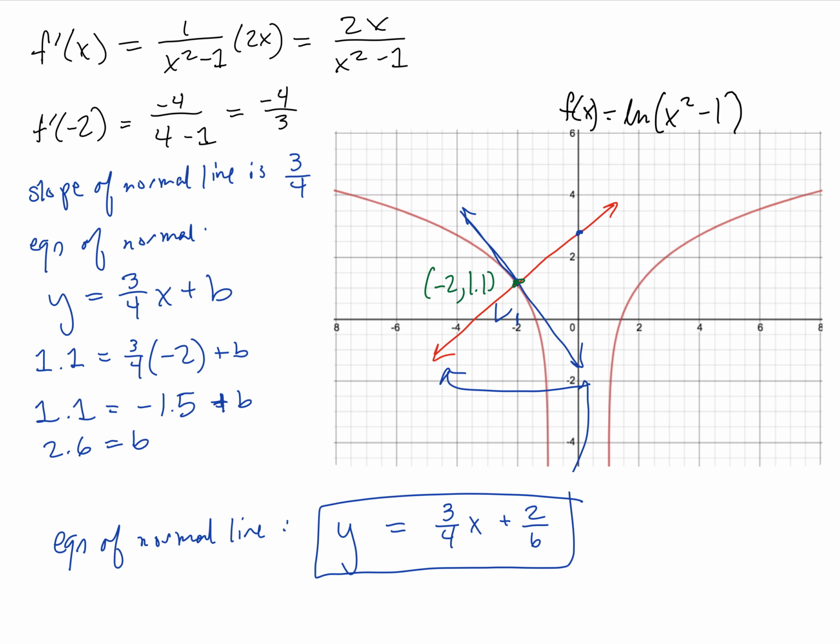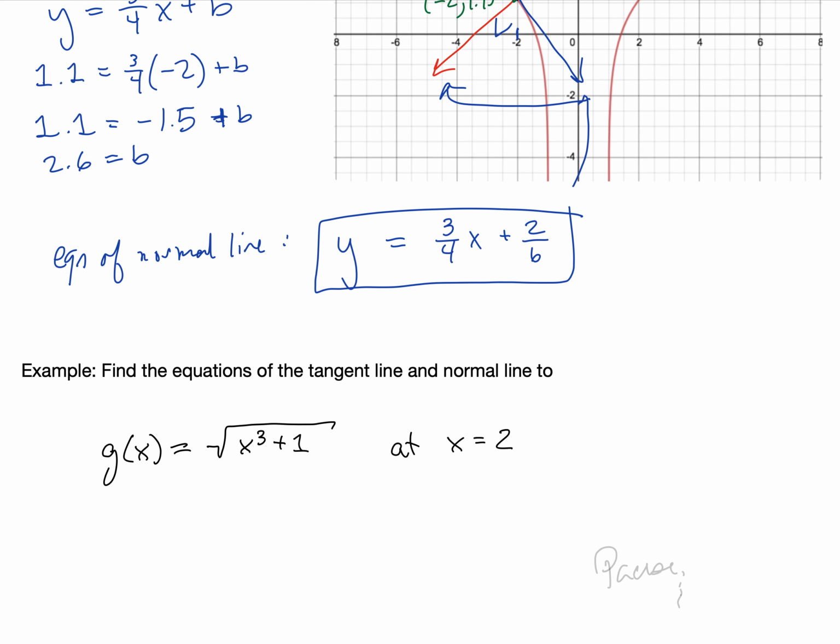So here's an example for you to try. Find the equations of the tangent line and normal line to the function g of x equals square root of x cubed plus 1 at the point x equals 2. So give that a try and we'll talk about it in a moment.